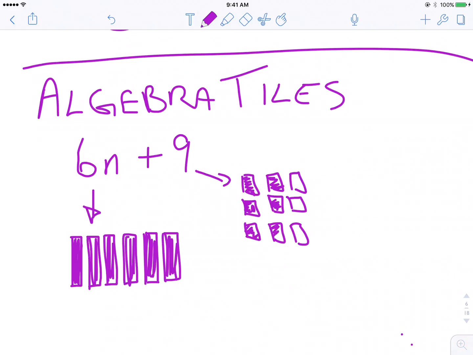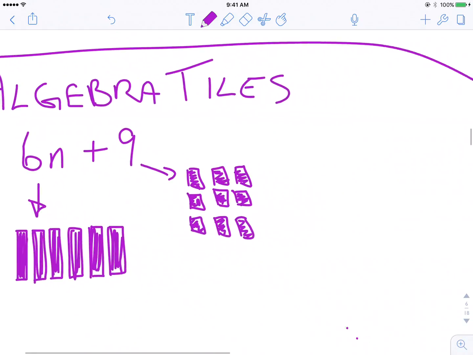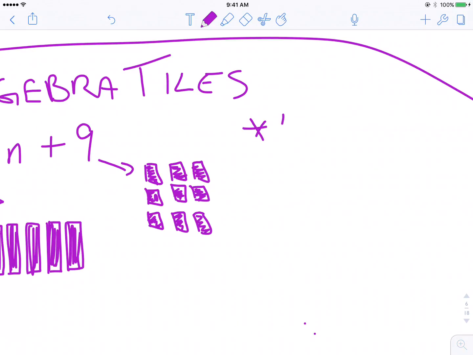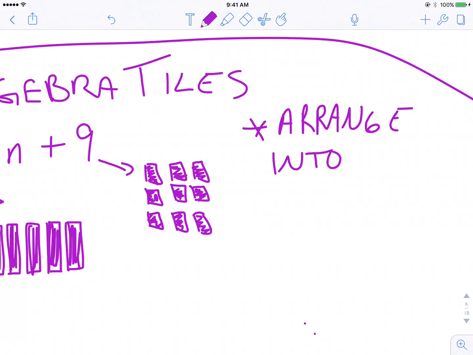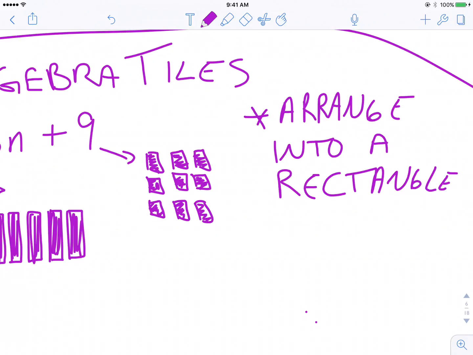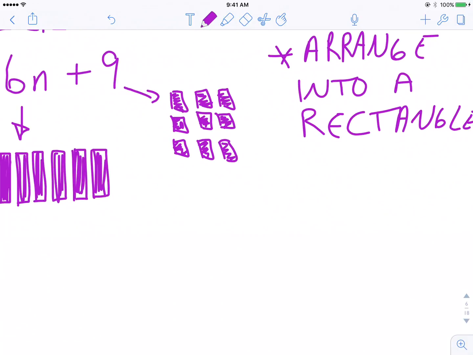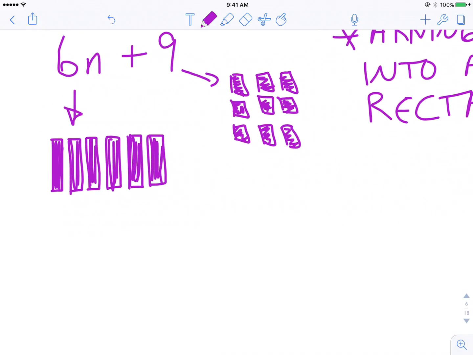So there's my tiles, and what I want to do when I'm factoring using algebra tiles is arrange all these tiles into a rectangle. Once I get a nice rectangle, I'll tell you what the next step is, but I take these tiles and I try and arrange them into a nice rectangle. So it would look something like this.